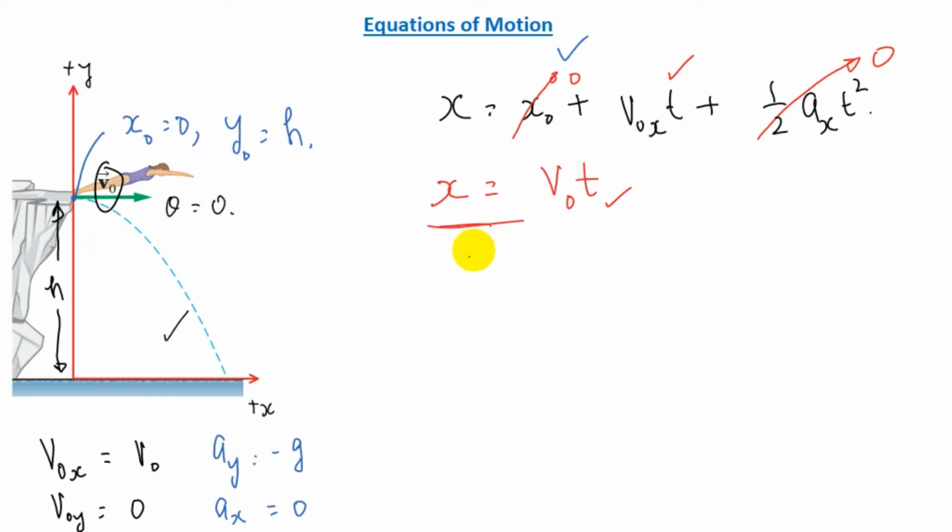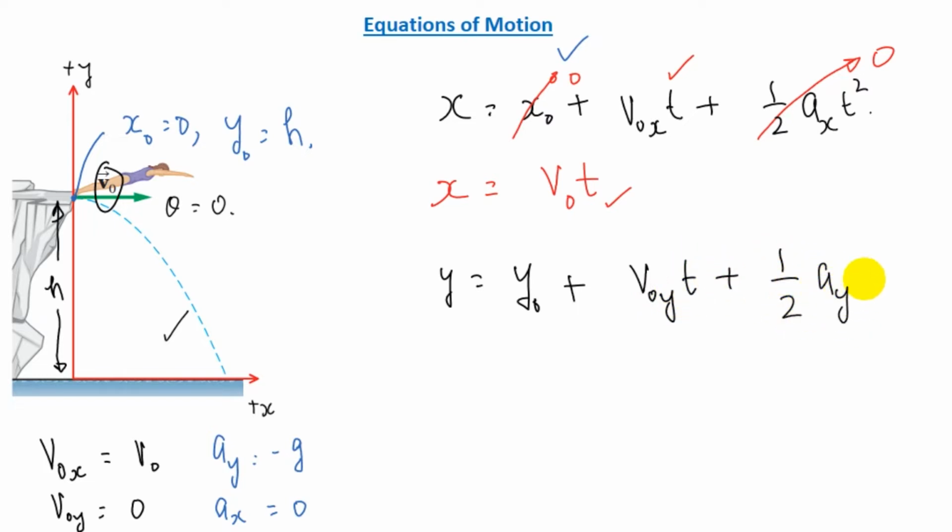Similarly we can find the position in the y direction. So we have the fundamental equation y equals y0 plus v0y times t plus 1/2 times ay times t squared. Now y0 we have h here, plus, now there is no initial velocity in the y direction, so this will be 0. Now plus 1/2, and ay we have minus g, so I can write it here minus 1/2 g t squared.